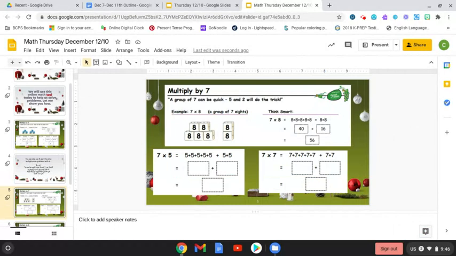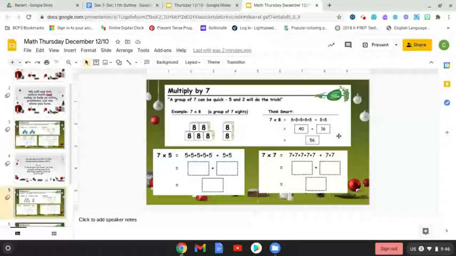So let's do a sevens example. A group of 7 can be quick. 5 and 2 will do the trick. So you're breaking the 7 into 5 and 2 because those are really easy facts, 5 and 2 are. So here it had 7 times 8, a group of 7 eighths. So break the 7 into a group of 5 and a group of 2. You're still multiplying them by 8, but you're making it easier on yourself. Because I can do 5 times 8 and I can do 2 times 8.